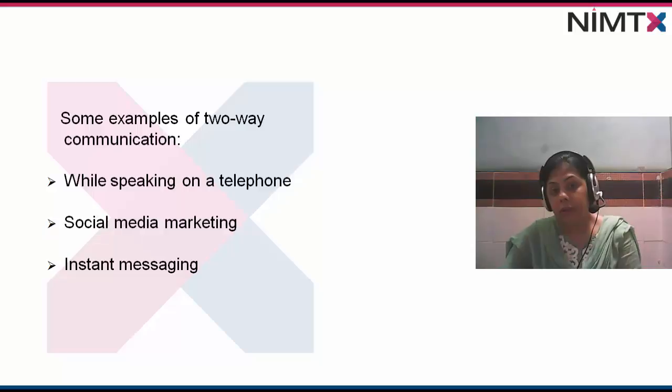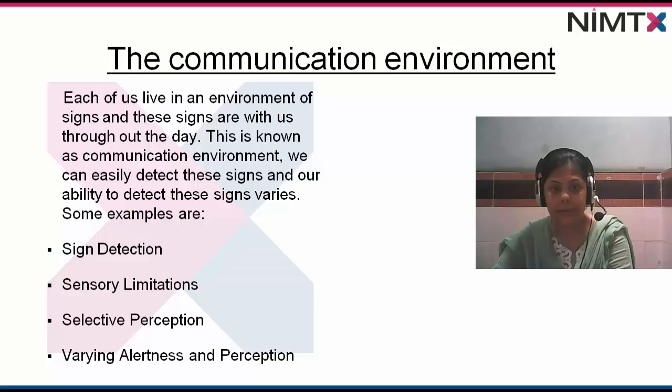Some examples of two-way communication: while speaking on a telephone, social media marketing, instant messaging. So these are two-way communications. We speak on a telephone, we're speaking to someone who can talk to us, who can advise us, who can suggest to us. So this is two-way. Social media marketing. Twitter these days is a very good example of two-way communication. You give a message and you have an instant feedback, you have an instant reply from any person anywhere in the world. Instant messaging like Viber, WhatsApp these days.